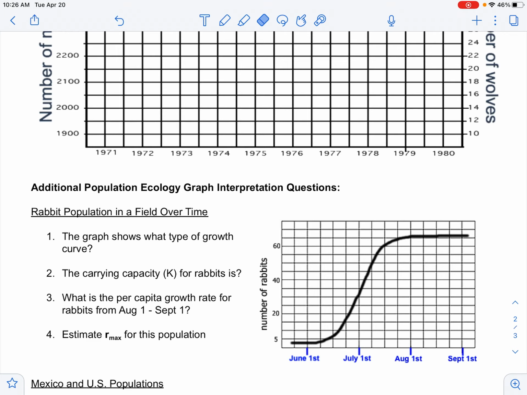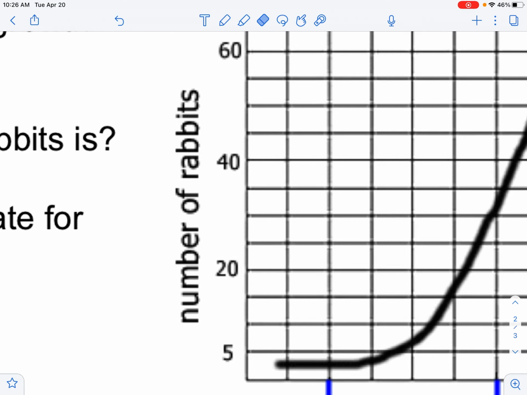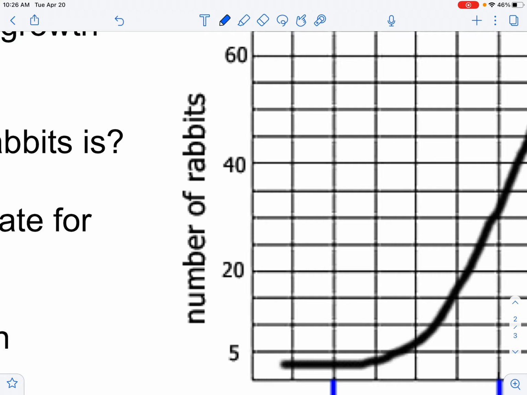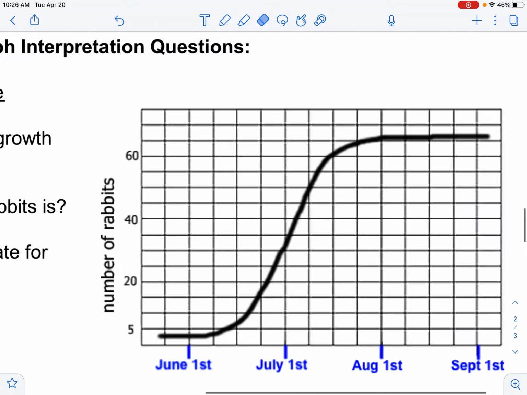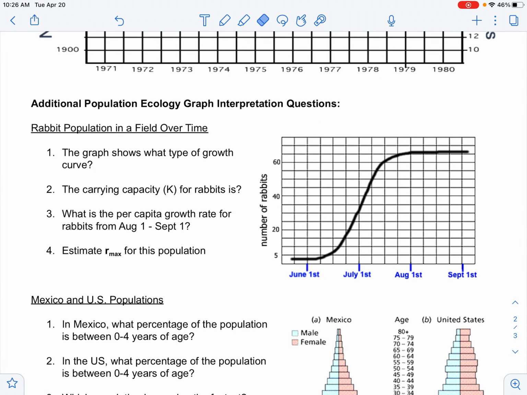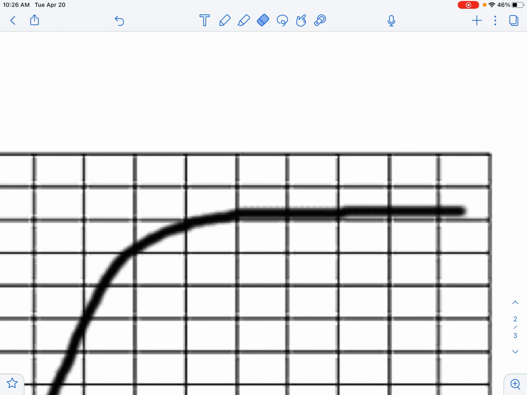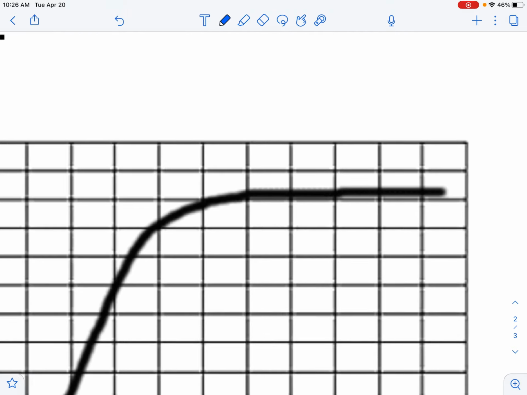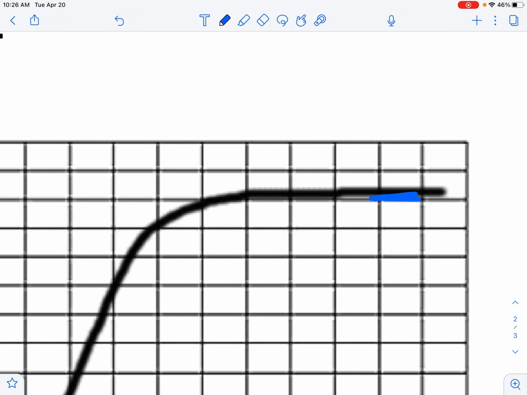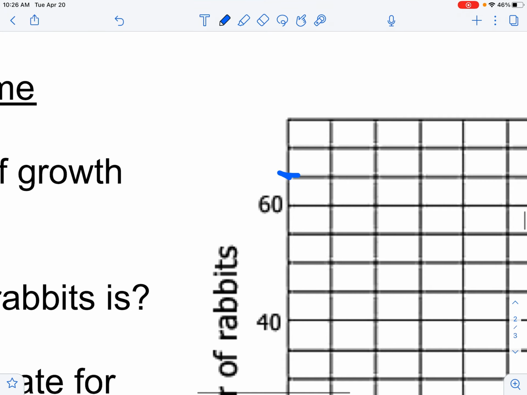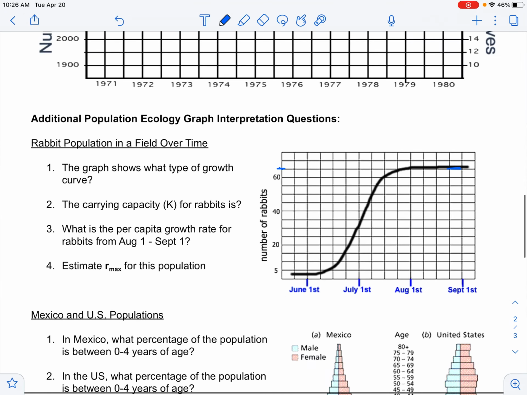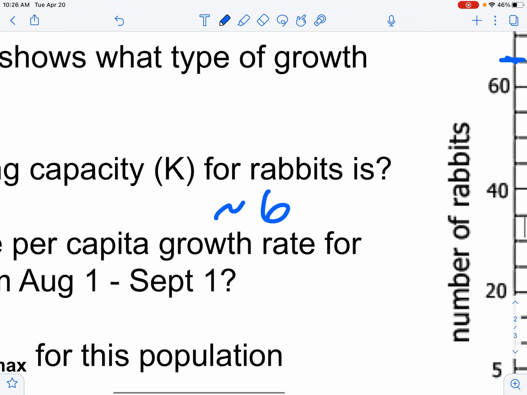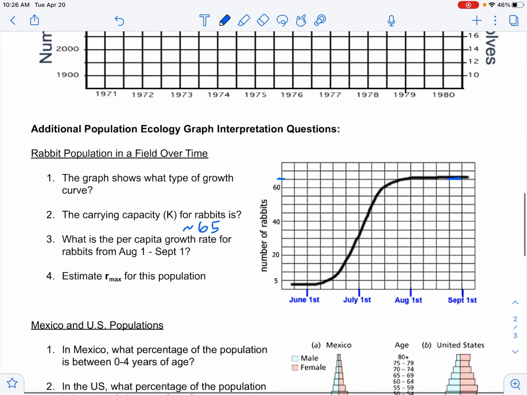So the graph shows a logistic growth curve, right? An exponential growth curve would look kind of like that, where it seems to increase indefinitely. But of course, this is a situation where the carrying capacity of the field is reached, and so the curve levels off over time. So what is the carrying capacity? It's maybe just that number or a little higher, so maybe 65, 66, something like that. I'll just put around 65 rabbits.